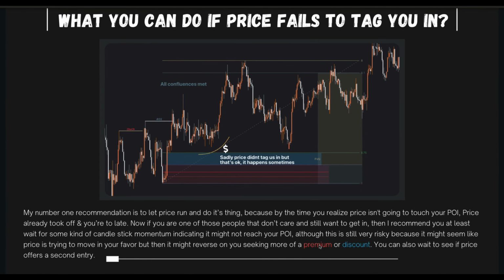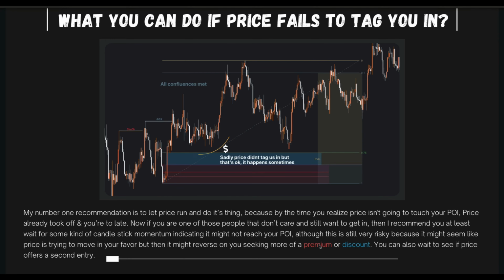Now, what can you do if price fails to tag you in? My number one recommendation is to let price run and do its thing. Why? Because by the time you realize price isn't going to touch your POI, price already took off and you're too late. By the way, POI means point of interest. Now, if you're one of those people that still wants to get in, then I recommend you at least wait for some kind of candlestick momentum indicating it might not reach your point of interest. Although this is still very risky because it might seem like price is trying to move in your favor, but then it might reverse on you seeking more of a premium or discount.